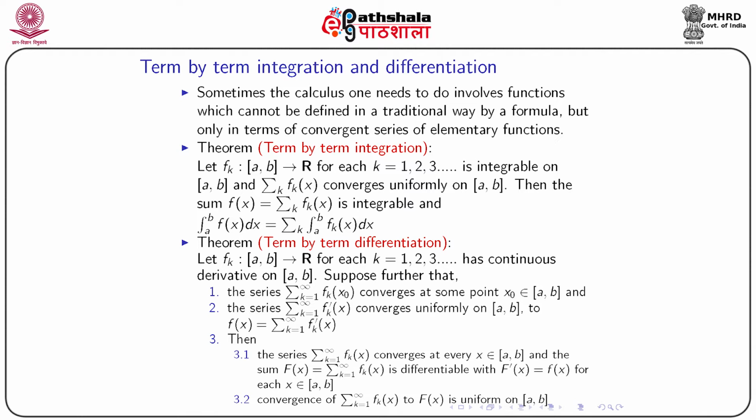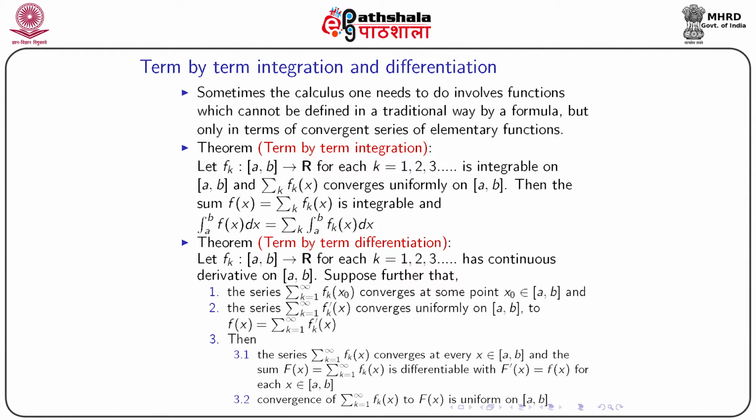Then the sum f(x), which is the sum over f_k(x), k from 1 to infinity, is also integrable, and the integral from a to b of f(x) dx can be expressed as the sum over k of the integral from a to b of f_k(x) dx. That means integrating the function which is the sum of all these functions is nothing but integrating all the individual functions, then adding them together. So this is called term by term integration. We integrate all the functions first, then add them to find the sum.